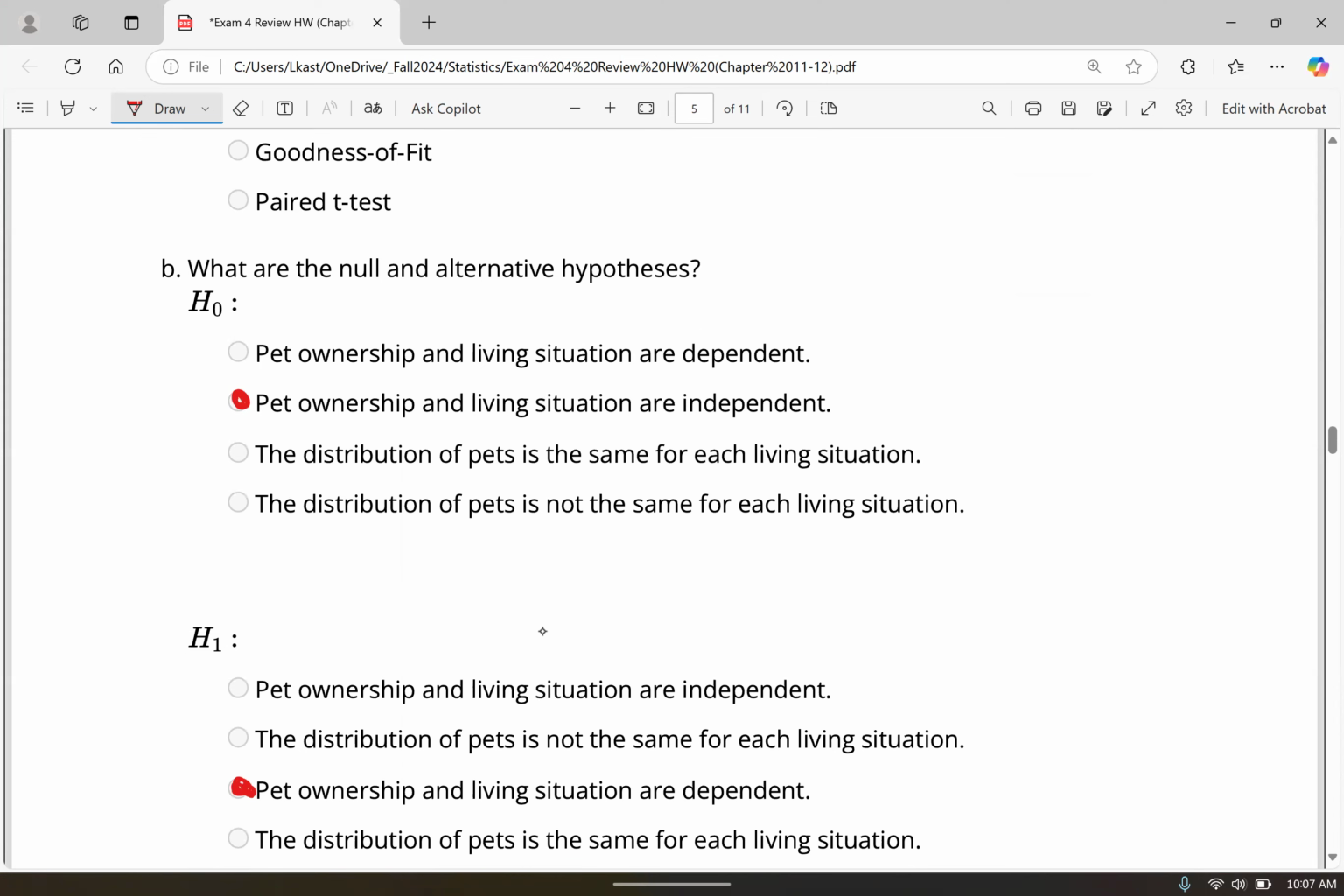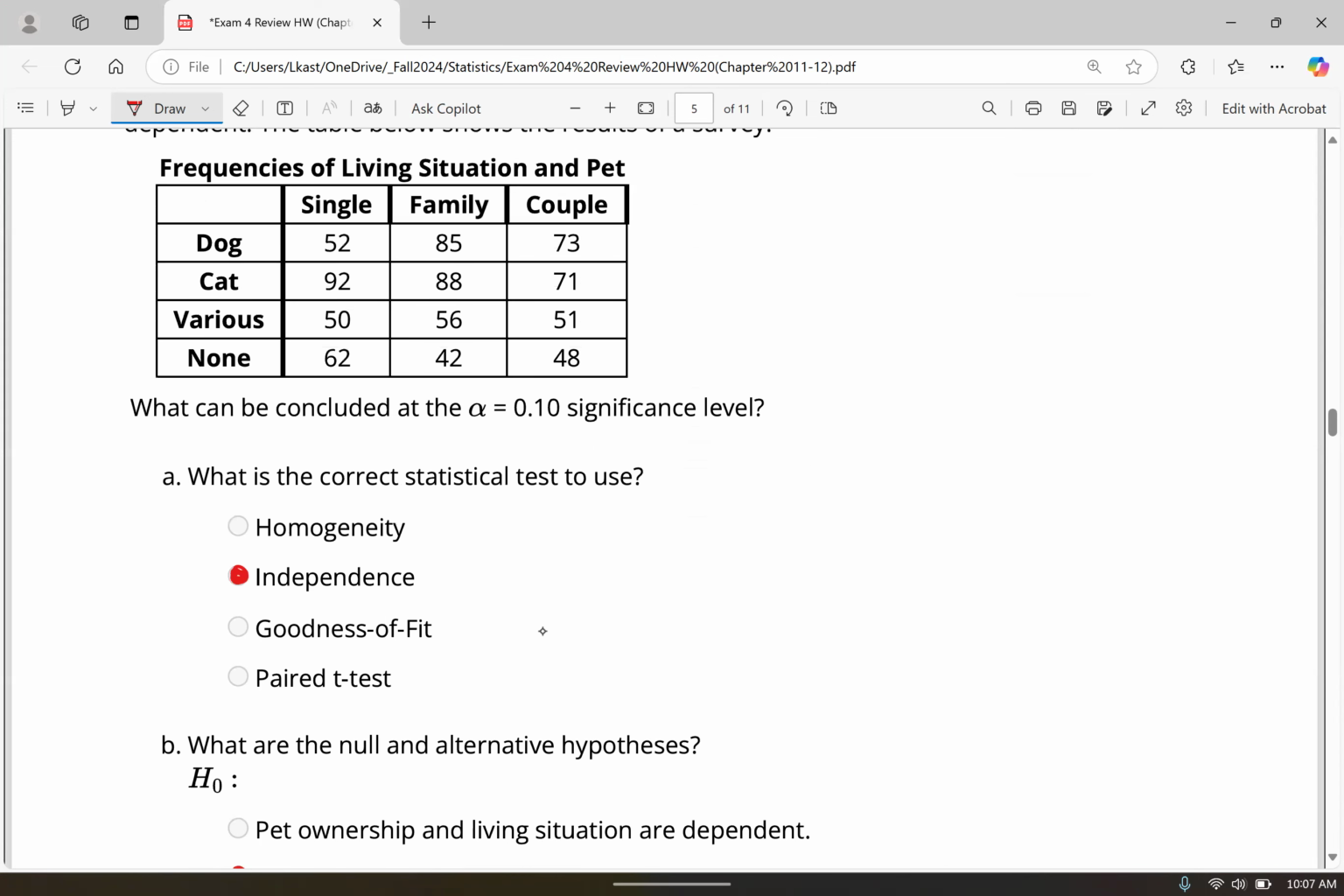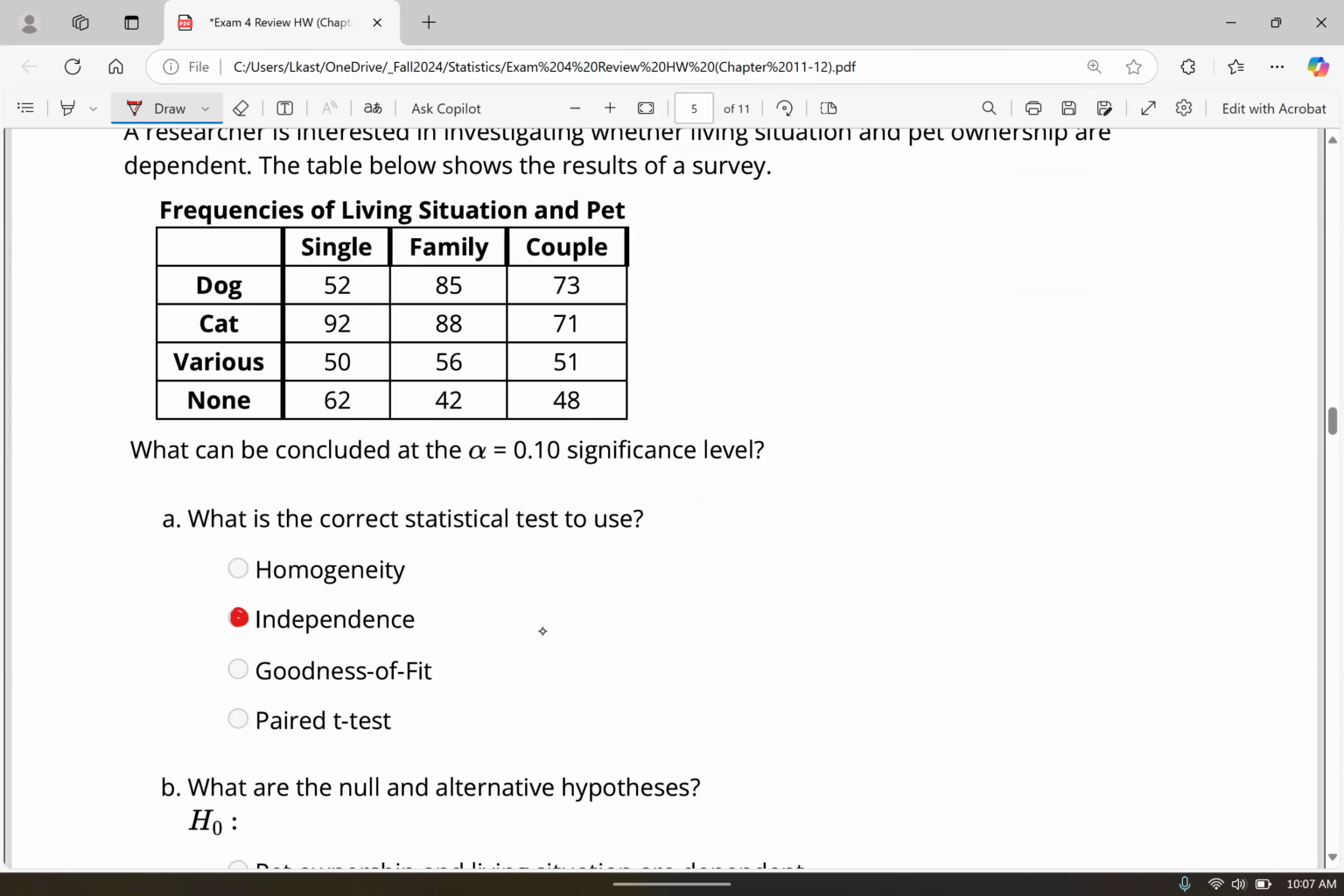Okay, so now what do we need to do? We need to do some totals, huh? Okay, so I have 4 rows and 3 columns. So are these going to be 4 by 3 matrices? And I need to get totals. So I get 210 for the dog row. And the cat row, I got 251. And for the various, I got 157. And for none, I got 152. Which gives me a total of 770.